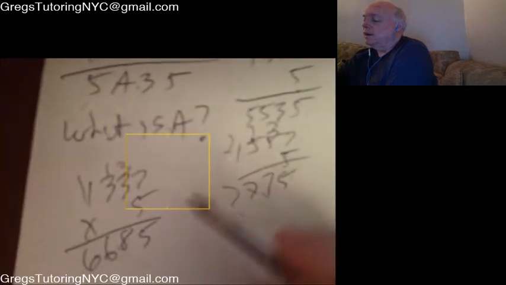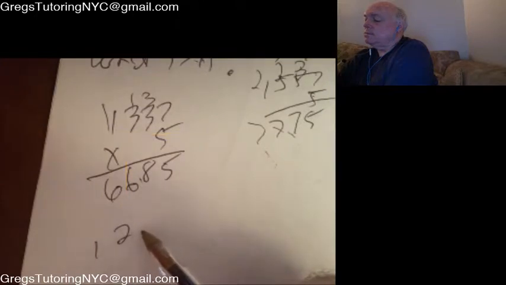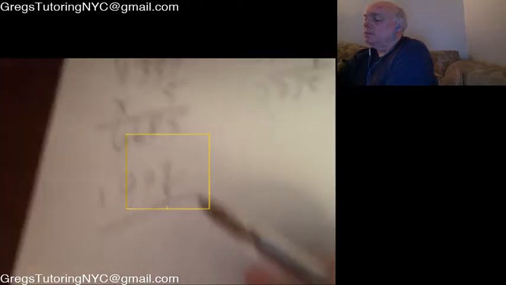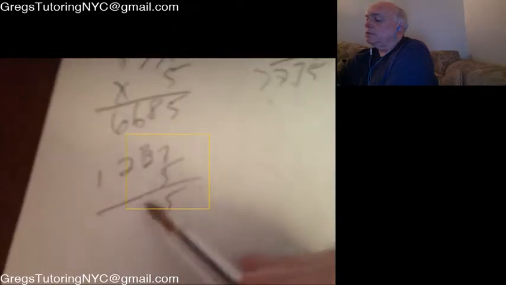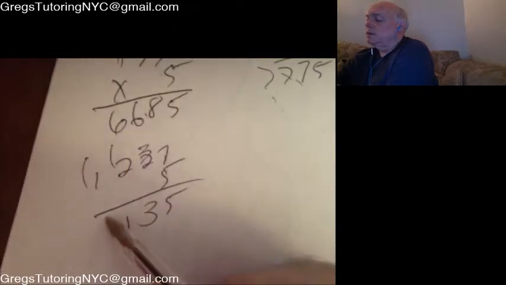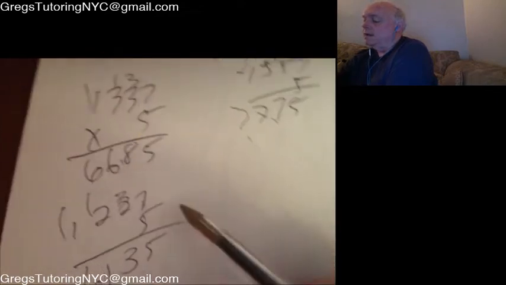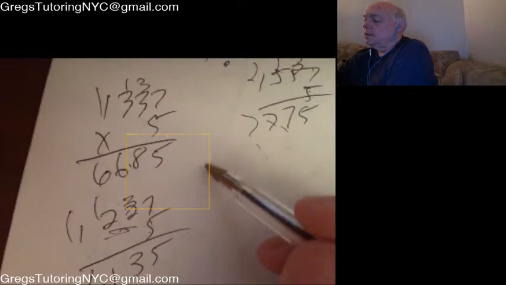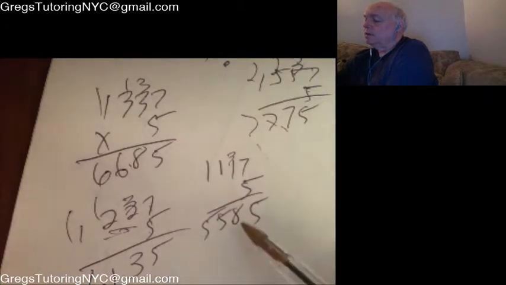So let's go maybe 2 down again. So we might have 1227 times 5. So we're going to get 6135. We're creeping closer. So we're at 2 already, so we have to try 1117 times 5. We get 5585. We're very close. We're very close.